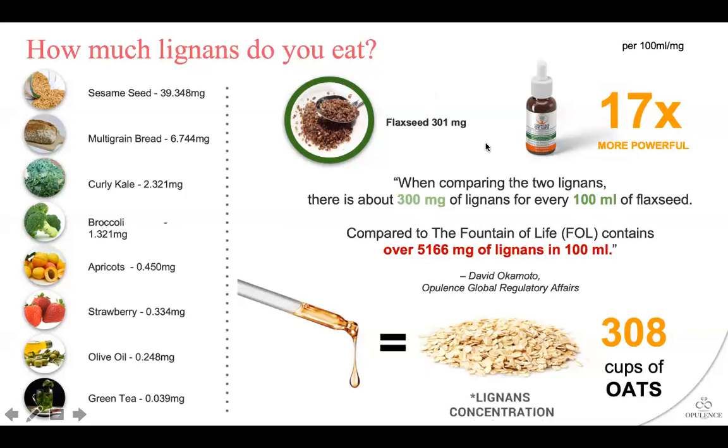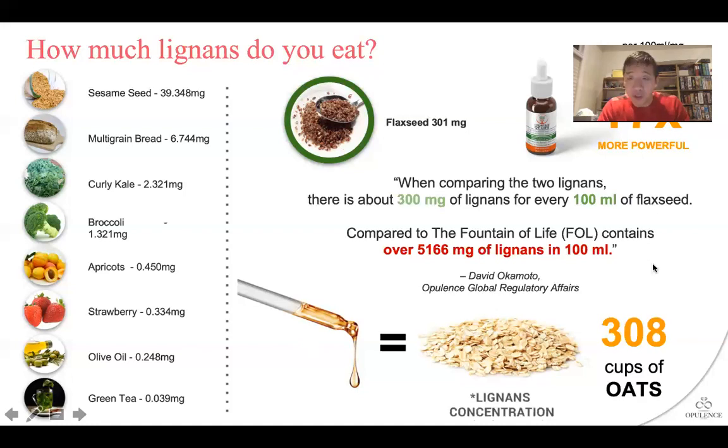And so another quick example is, in terms of how much you should be getting, when you get the bottle of Fountain of Life, one full dropper of Fountain of Life, if you were to squeeze that dropper full right to the top, it's roughly about 40 drops, and it has roughly 50 milligrams of lignans. So taking one full dropper from Fountain of Life is equivalent as if you just had to, basically take 308 cups of oatmeal. I mean, I think it's just physically impossible to have that much oatmeal.